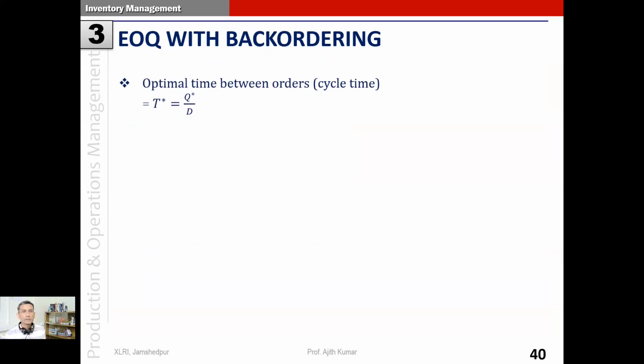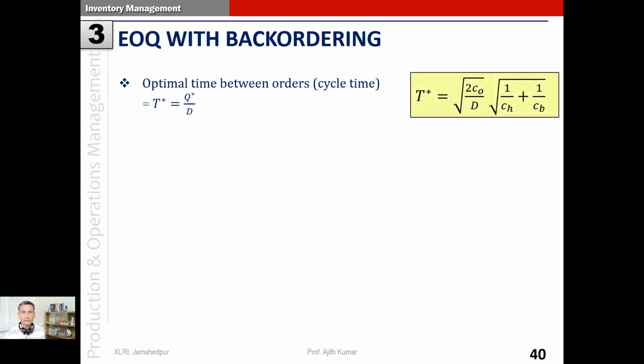Okay, now coming to the time between orders, the optimal time between orders, T star will be Q star by D, the cycle time, and this turns out to be this formula. Again, you will see a similarity with the basic EOQ formula. In the basic EOQ formula, we had only CH in the denominator, and that is replaced by square root of 1 by CH plus 1 by CB.